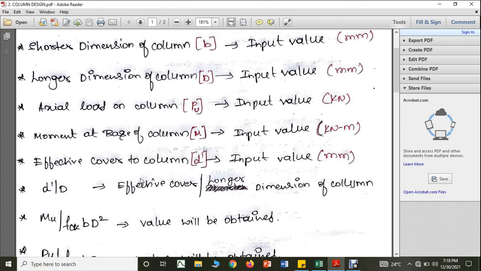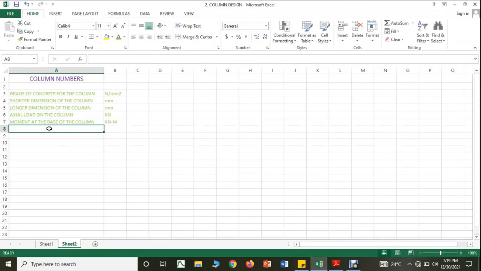But there is a clause: in case you are designing the column for very small dimensions of less than 200 mm, then you can provide a cover of 20 mm. In case any one of the dimensions, whether longer or shorter, is more than 200 mm, then you have to provide a minimum cover of 40 mm. This is as per IS 456. So we are supposed to provide the effective cover to the column as an input value, which will be in mm.